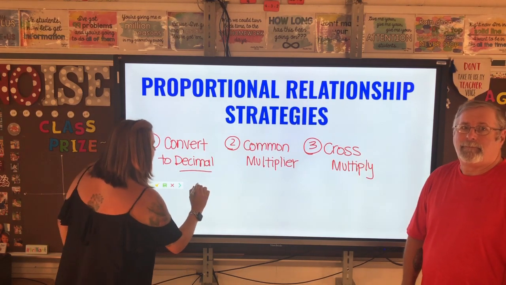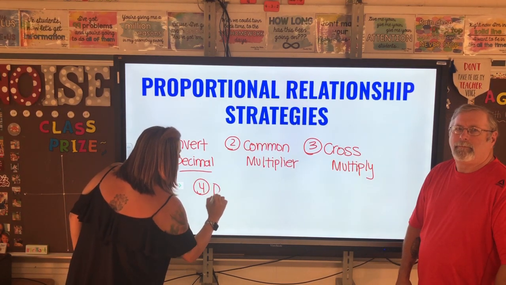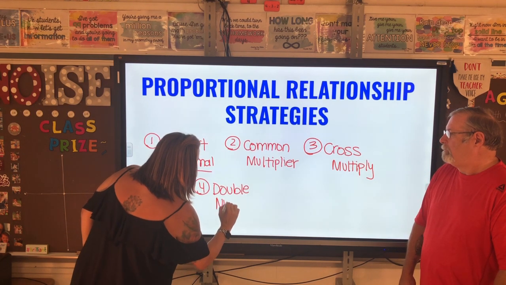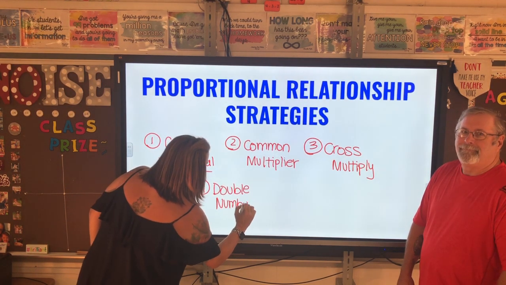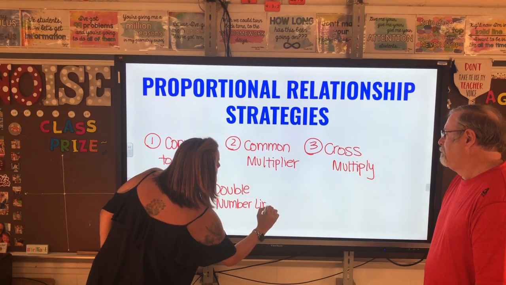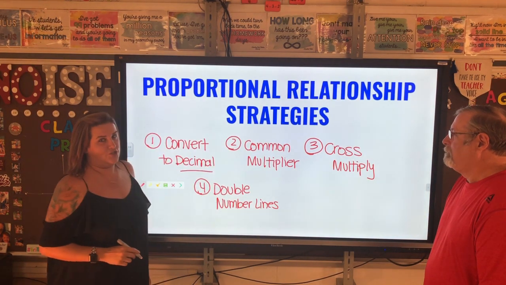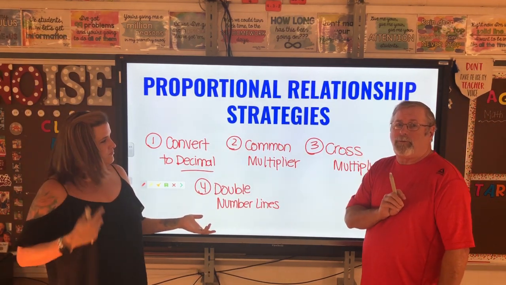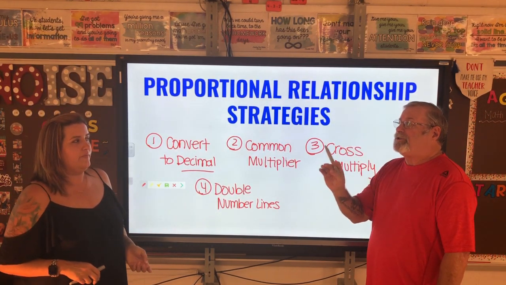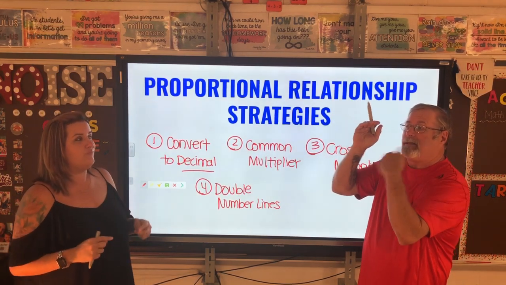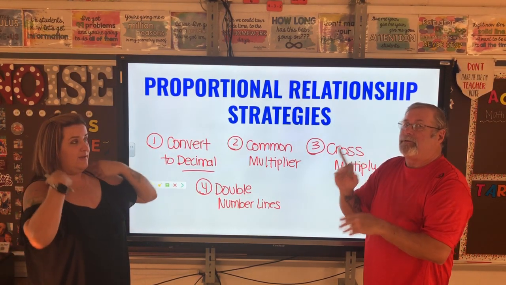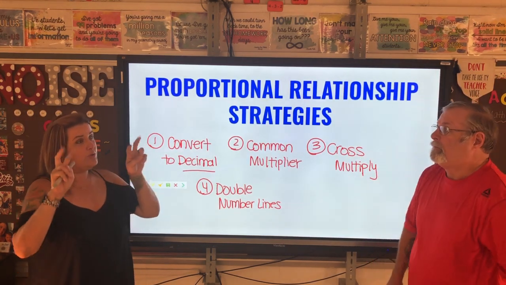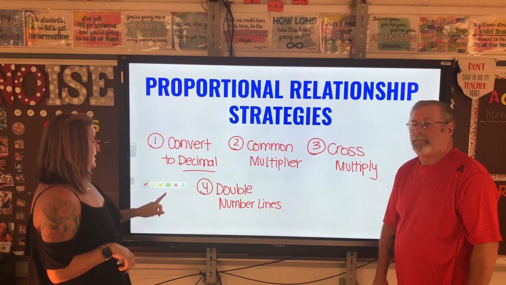The fourth strategy is double number lines, which you can use to show multiple equivalent or proportional relationships. Double number lines seem a little confusing when you first start out, but once you understand how the two number lines interact with each other, it's a great way to handle questions that look for multiple answers. Those choose-all questions, the double number line comes in handy.